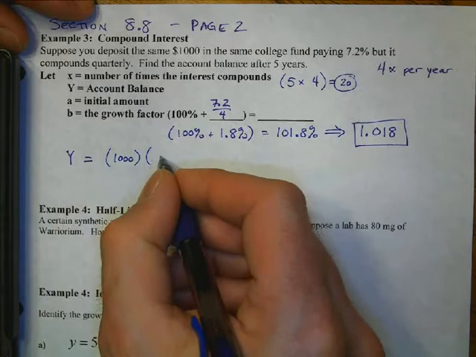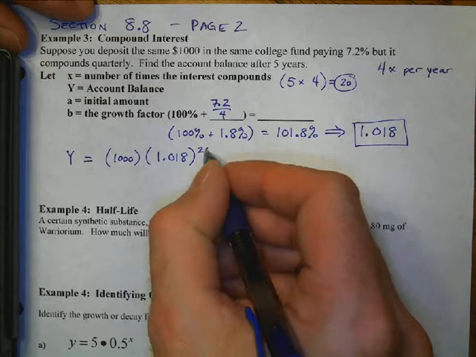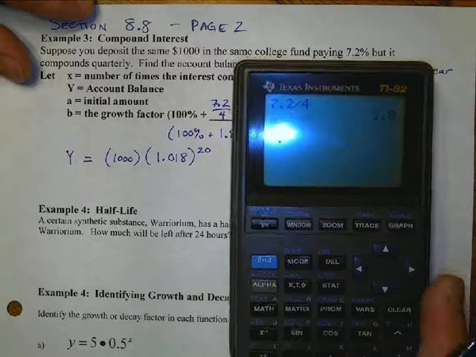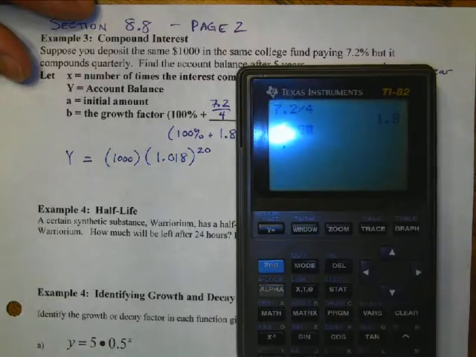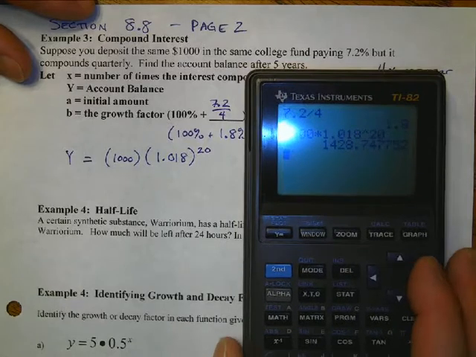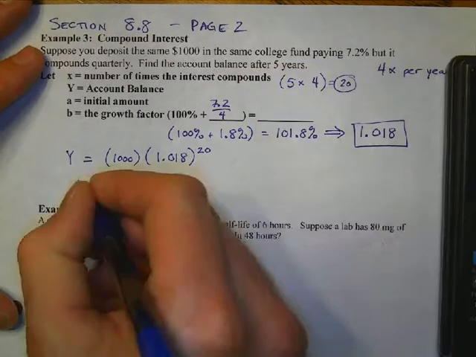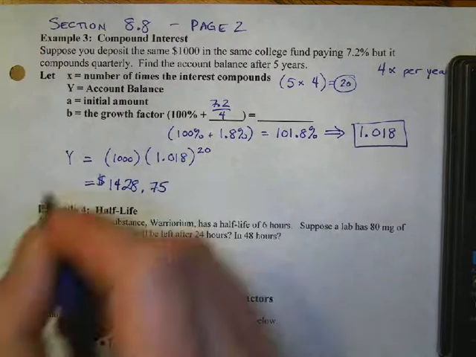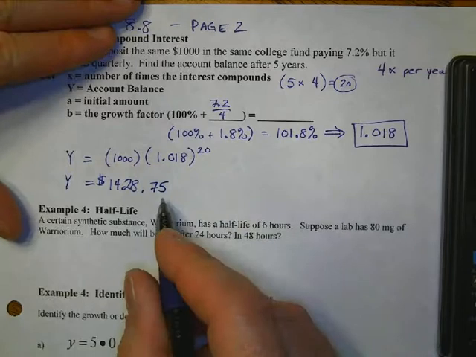Y equals our initial amount, once again 1,000, times our growth factor, 1.018, raised to the number of times that we're going to be working this through, which is 20 and not 4 or 5 as we had before. So as we put this in, we have to make sure that we raise our powers to the correct amounts. So let's take 1,000 times 1.018 and raise that to the 20th power. As you can see, we get $1,428.75 as our amount.